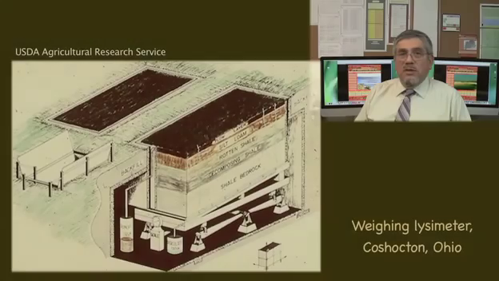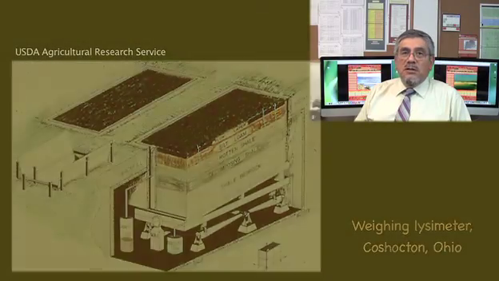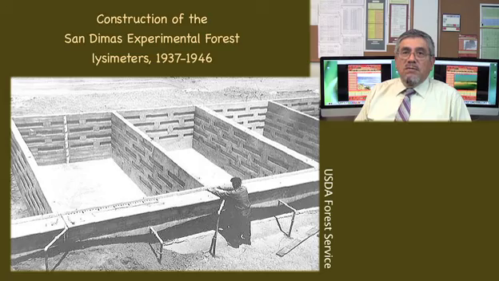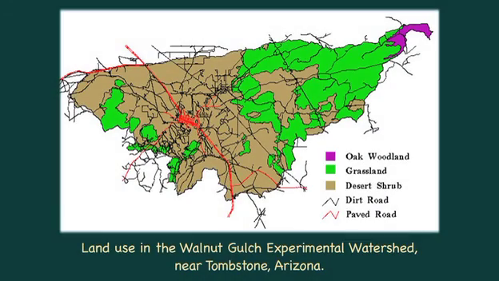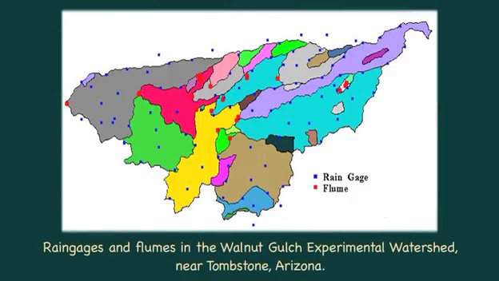Iconic models are simplified representations of real systems, such as the lysimeters of Coshocton, Ohio, and San Dimas, California, and the USDA Agricultural Research Service Walnut Gulch Experimental Watershed near Tombstone, Arizona. Analog models use other substances, such as electricity. All formal models are mathematical in nature.